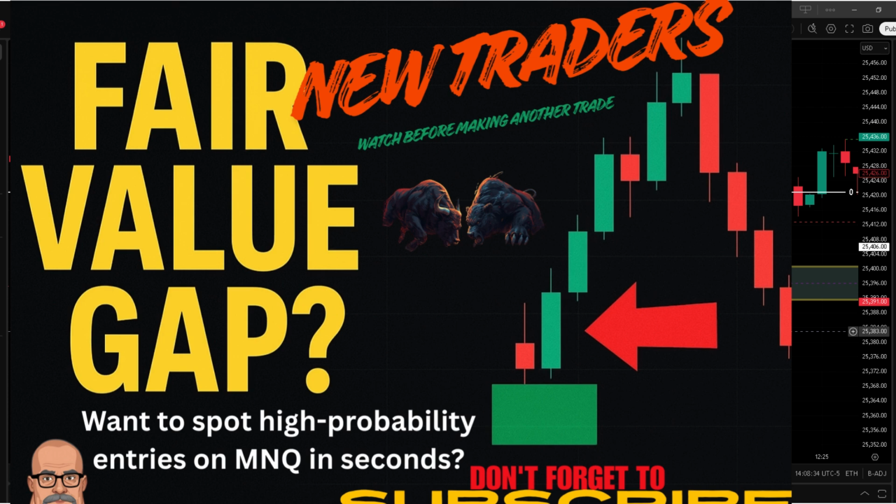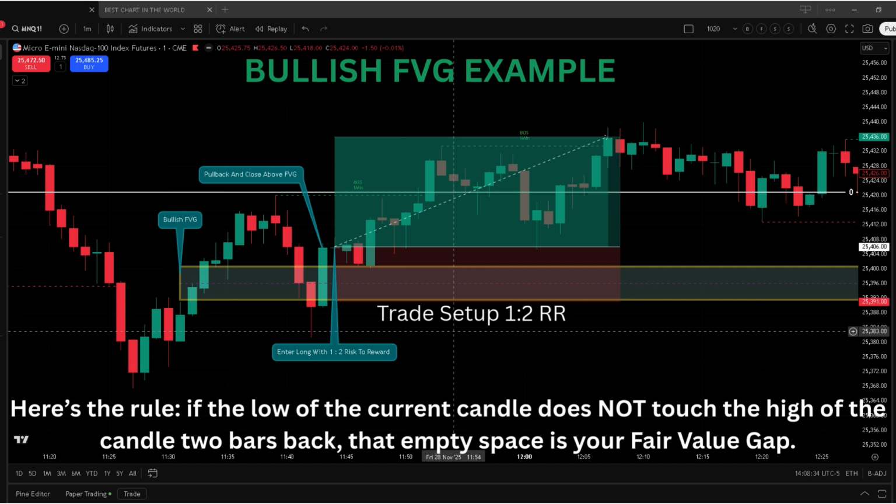Want to spot high probability entries on MNQ in seconds? Let me show you how to find fair value gaps like a pro. On a 1-minute MNQ chart, a fair value gap forms when price moves so fast it leaves inefficiency behind.